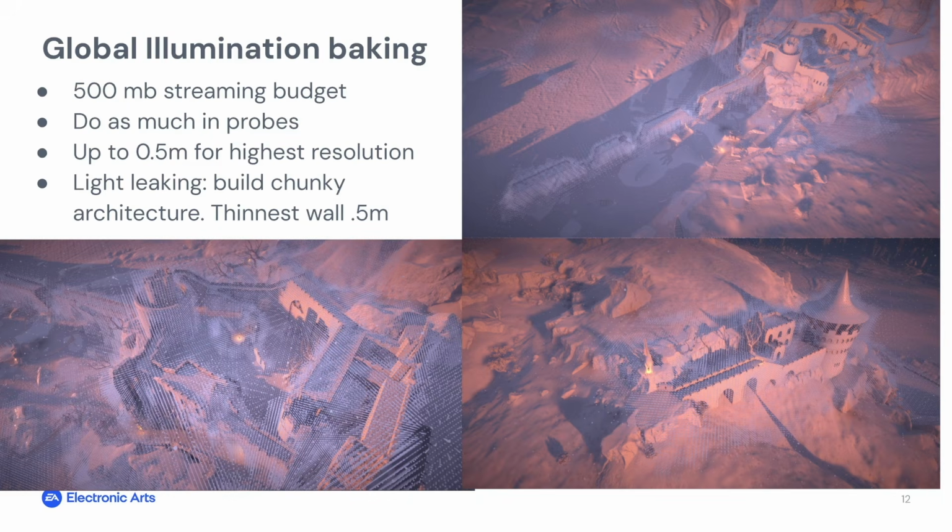Light leaking, well, what we did is we built chunky levels as much as possible, with the thinnest wall being 0.5 meter wide. So keeping everything around 0.5 meter to minimize leaking.